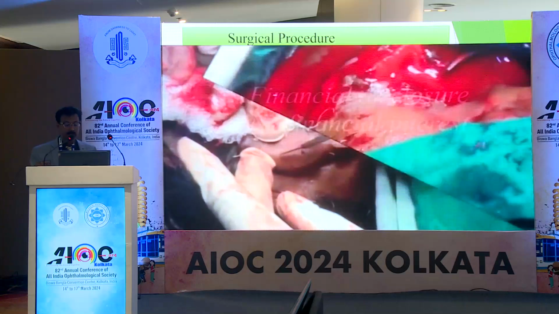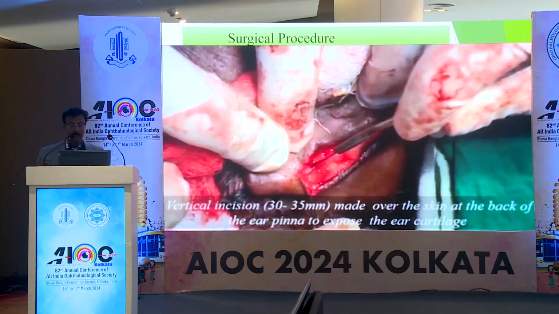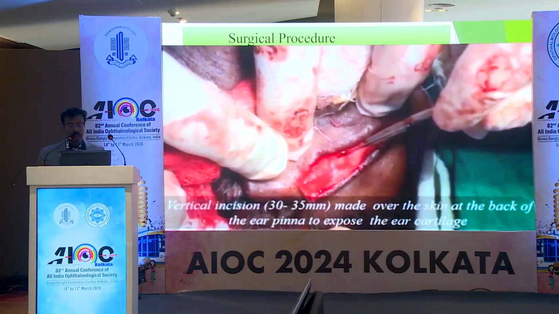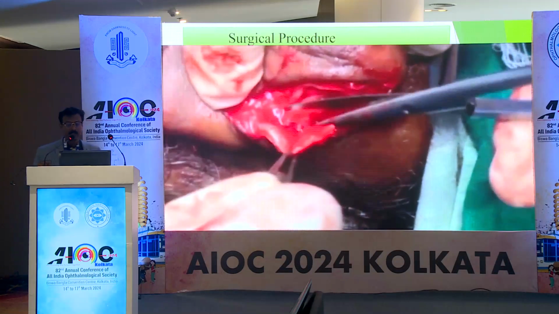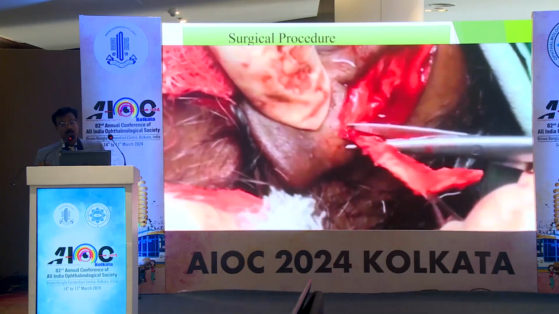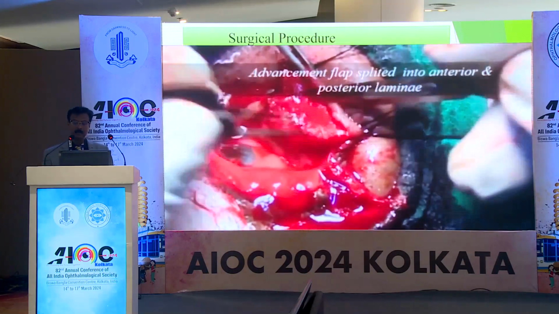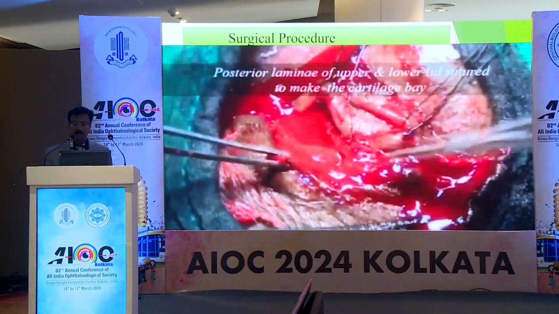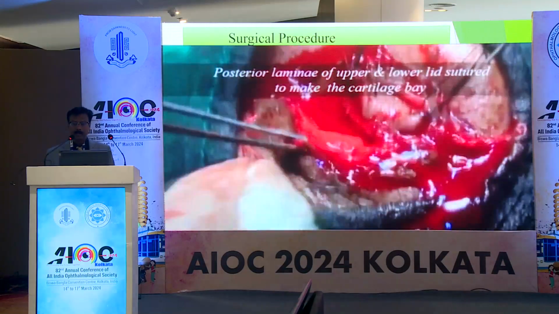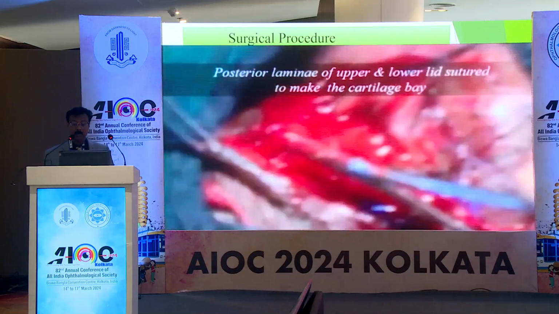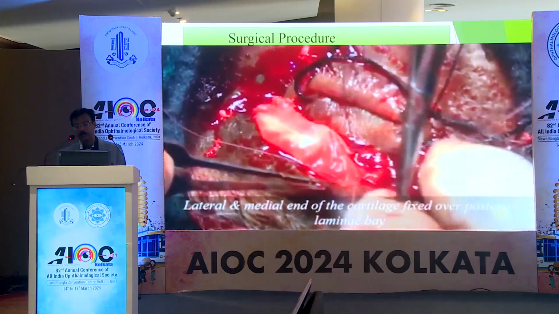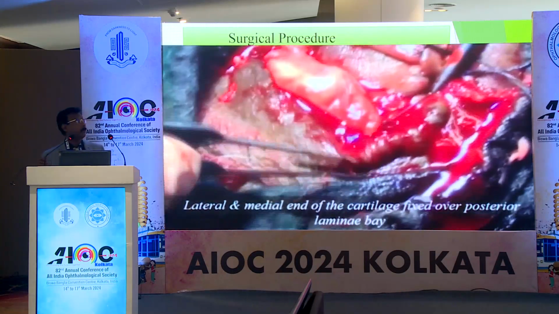From where I got training at Orbis Flying Eye Hospital, my teacher Chris Fleming doing the auricular cartilage. So I have learned harvesting cartilage from the back of the ear, splitting again the advanced lid flange into anterior and posterior lamella. The posterior lamella is fixed with another upper lid posterior lamella to make the posterior lamella bay.